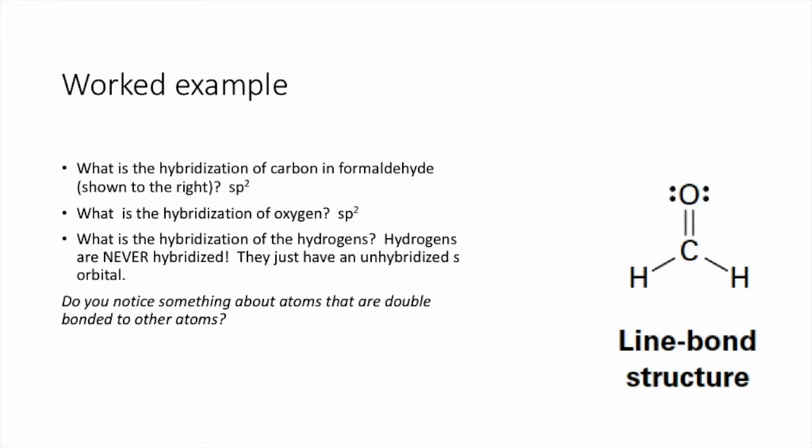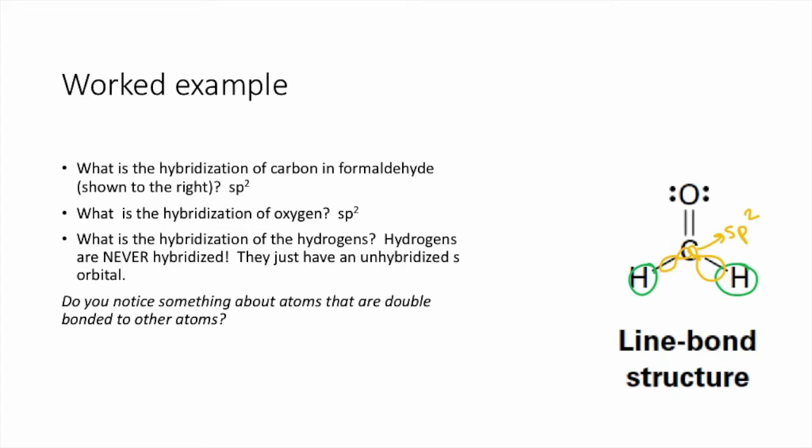So here's the solution. Let's start with the easy one, hydrogen. Well, they're never hybridized, so there isn't a hybridization. They just have an unhybridized s orbital. For the carbon, notice it's double bonded, so it's going to be sp2. So that means it has an sp2 orbital overlapping with the hydrogen s orbital to form the carbon-hydrogen bond there. Then this hydrogen s orbital is overlapping with the second carbon sp2 orbital to form that carbon-hydrogen bond.